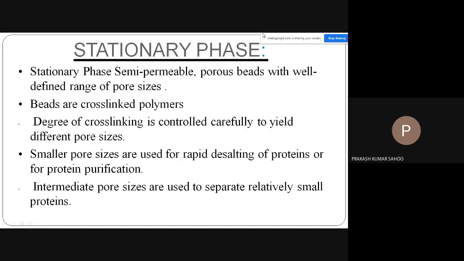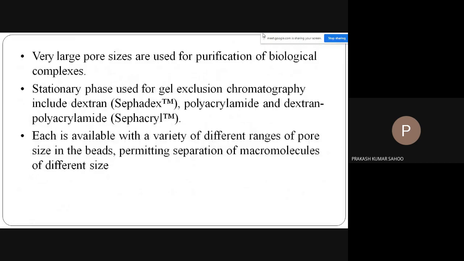Smaller pore sizes are used for rapid desalting of protein or for protein purification. That is, smaller pore sizes are generally used. Intermediate pore sizes are used to separate relatively small proteins. So this is just the opposite. That is, smaller pores are used for desalting of higher size proteins, and intermediate pore sizes are used for smaller proteins. Very large pore sizes are used for purification of biological complexes.